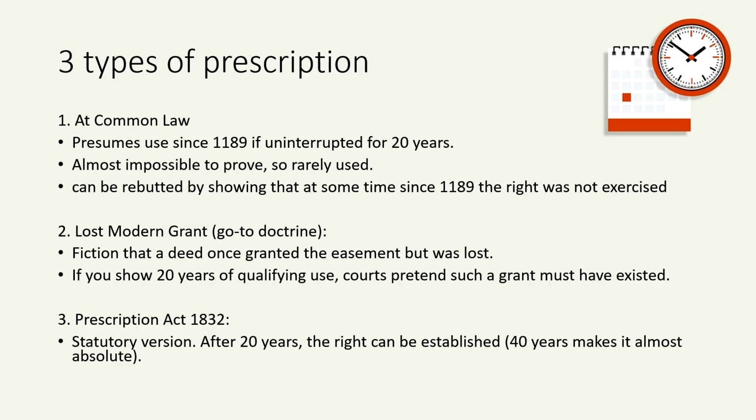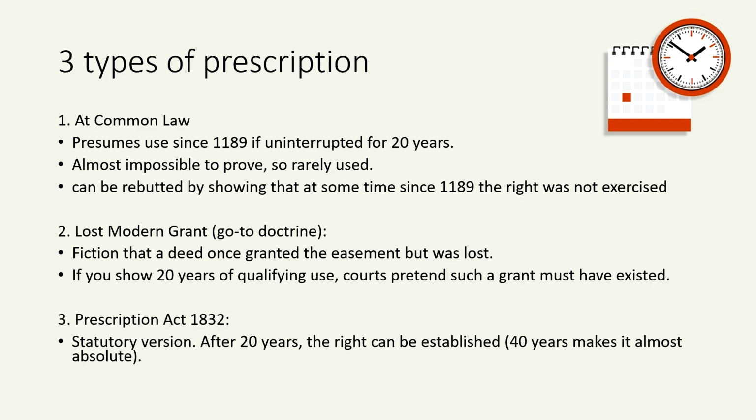Now, the second one, which is kind of the go-to doctrine, really, is something we call the doctrine of the lost modern grant. And this is based on the common law, but it recognizes that actually this is so difficult to prove, 1189. So the courts have basically just come up with some kind of fiction that in those cases there must have once been a deed that actually expressly granted the easement, but this deed has actually just become lost in the meantime.